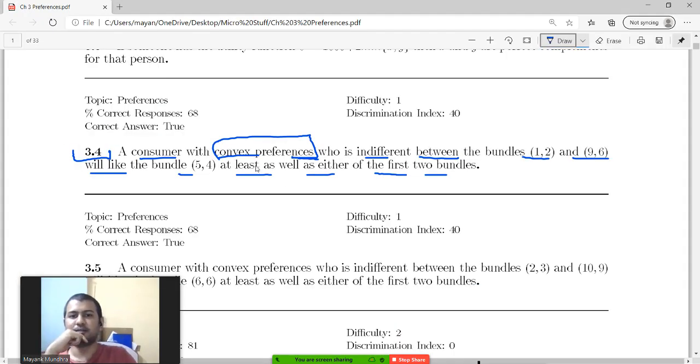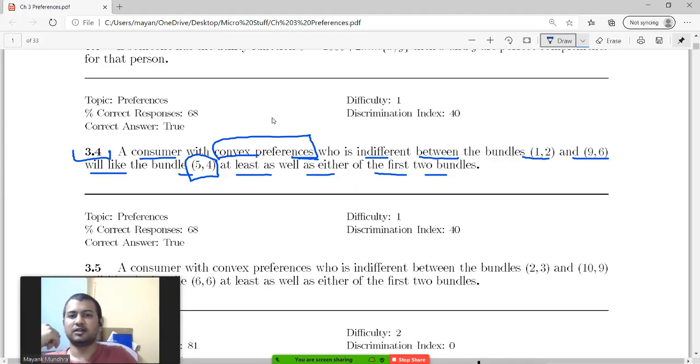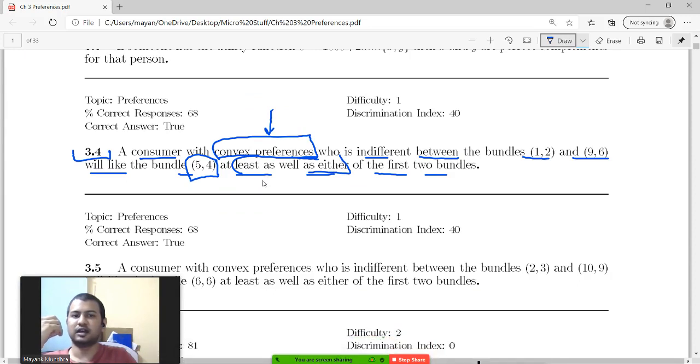So yes, by convexity the bundle (5, 4) will be strictly preferred, or at least as preferred, as either of the first two bundles. In weak convexity you will get (5, 4) indifferent. In strict convexity you will get strictly preferred, but in weak convexity you will get indifference. Here we have not been told whether convexity is strict or weak, so we'll just say that it is at least as good as either of the first two bundles. So that's why this statement is true.